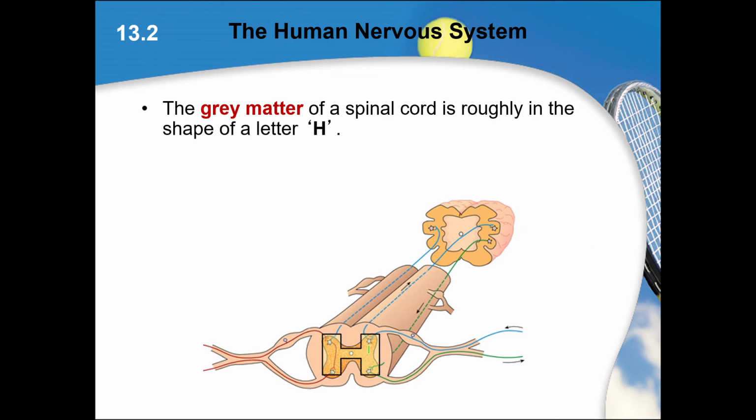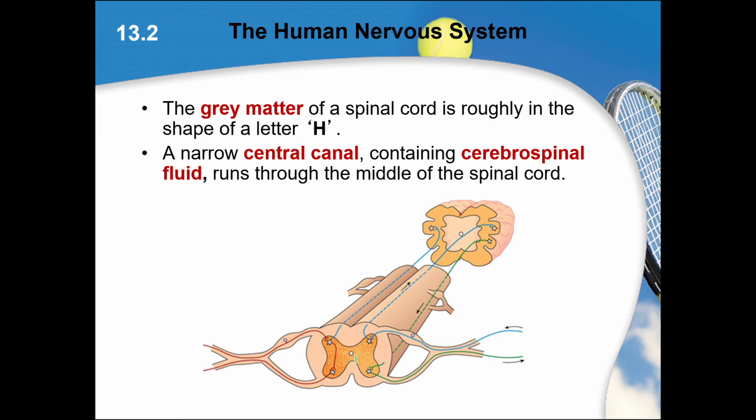So here we have once again the gray matter. You can see it right in the middle of the spinal cord, and within the gray matter you can see a small little circle, which I've highlighted in green. That is known as the central canal. It contains cerebrospinal fluid, and it runs through the middle of the spinal cord to nourish it, to give your spinal cord the function that it needs.